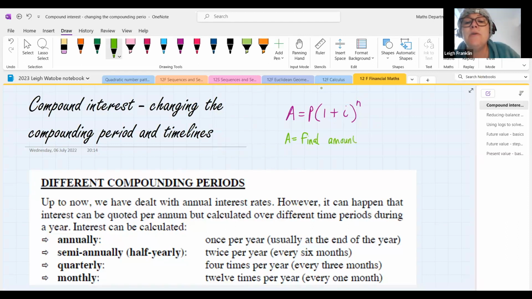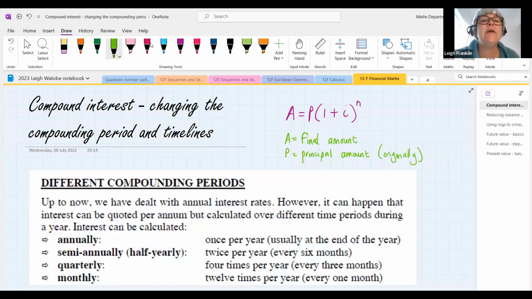What does the letter P represent? Okay, so our original, present amount, absolutely. They also refer to it as your principal amount. In other words, what you had in the beginning, what you had originally, i.e. at the beginning.